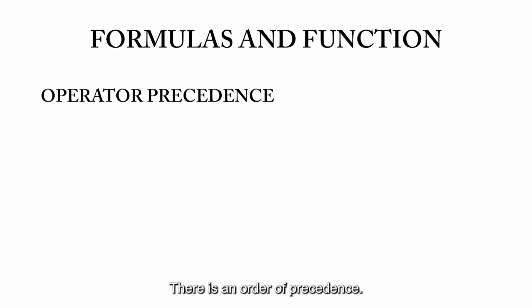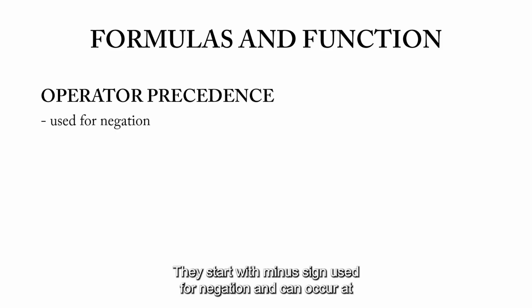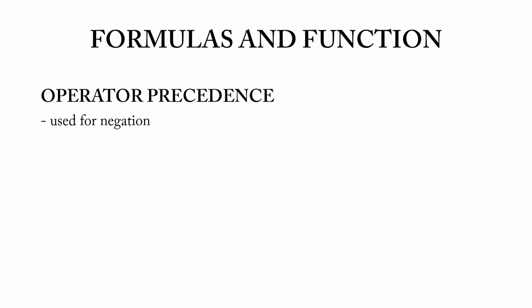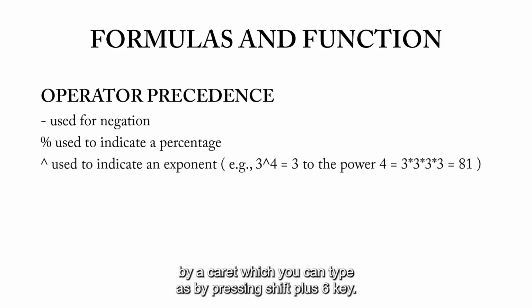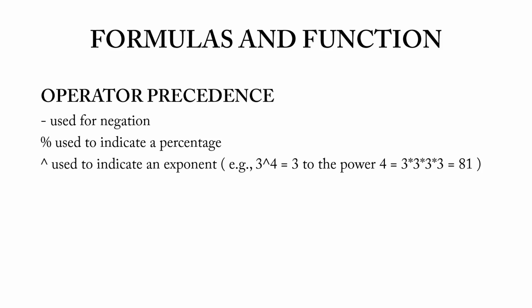There is an order of precedence. It starts with the minus sign used for negation, which can occur at the start of an expression. Then we have the percentage sign used to indicate a percentage, followed by a caret, which you can type by pressing Shift plus 6 together. That indicates an exponent. So 3 caret 4 is equal to 3 to the power 4.